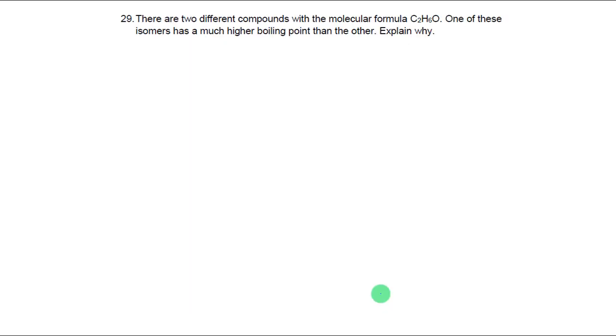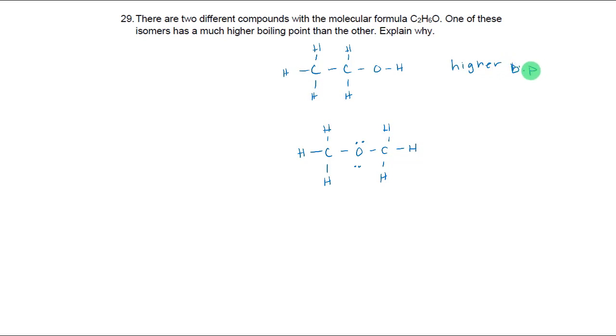Okay, there are 2 compounds with the molecular formula C2H6O. One of them has a much higher boiling point than the other. Explain why. I will draw 2 isomers. So this is C2H6O. That would be 1 isomer. This one will have the higher boiling point because there is hydrogen bonding possible. This one has no hydrogen bonding.